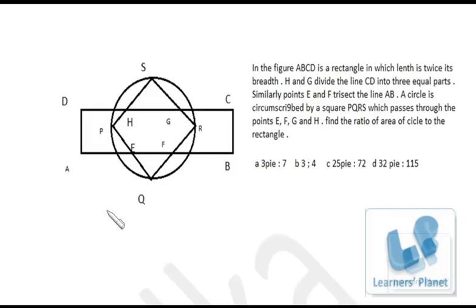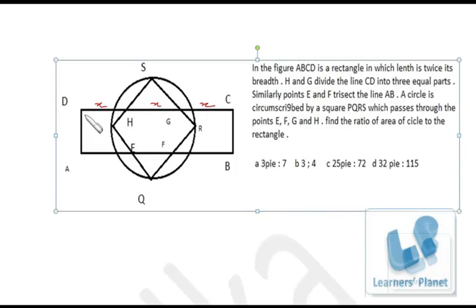Okay, so first of all, it is given that the length is twice its breadth, right? These are the points of trisection, H and G. So DH is equal to HG is equal to GC. So I assume this to be X, this to be X, and this to be X, right? So DH is X, HG is X, and GC is X. That means the total length is 3X. That means the breadth must be 3X by 2 because length is twice its breadth. So length is 3X, breadth is 3X by 2. Okay. Now what?